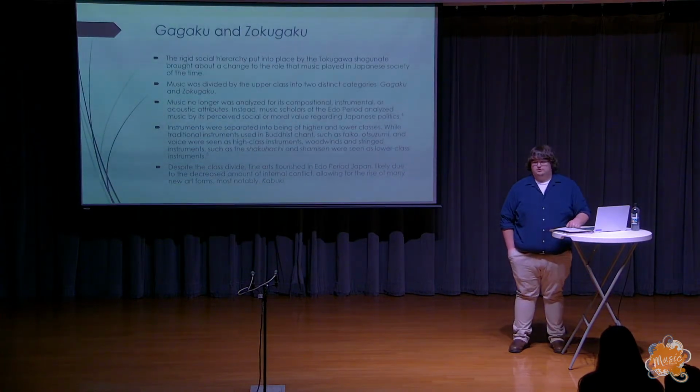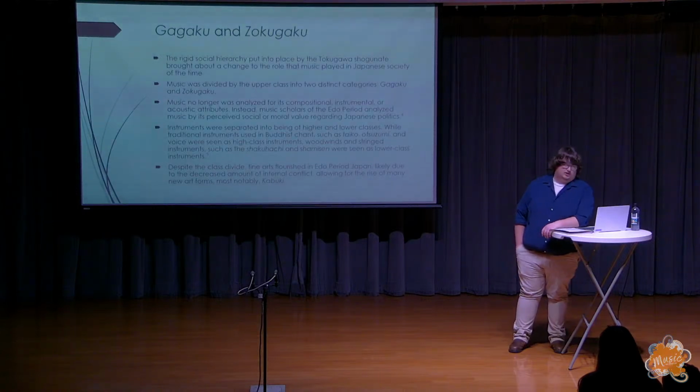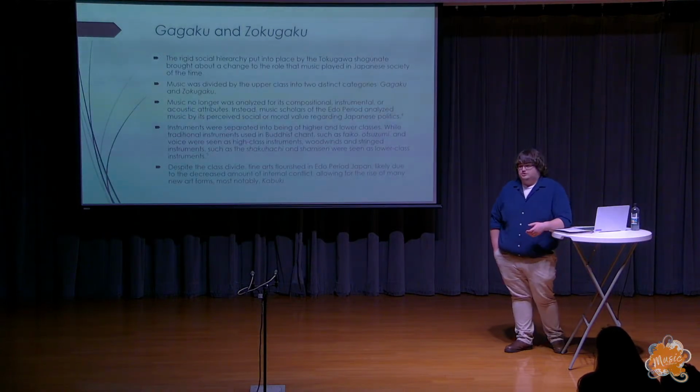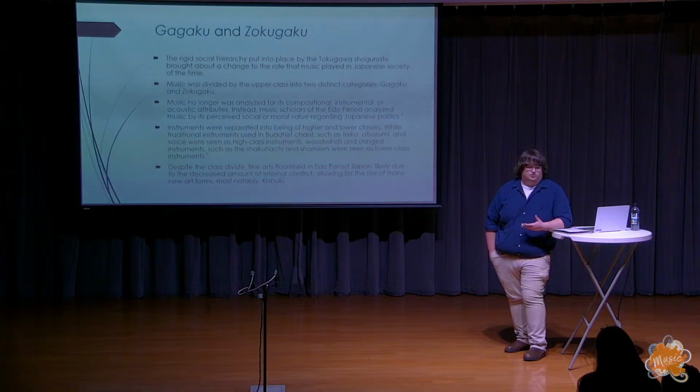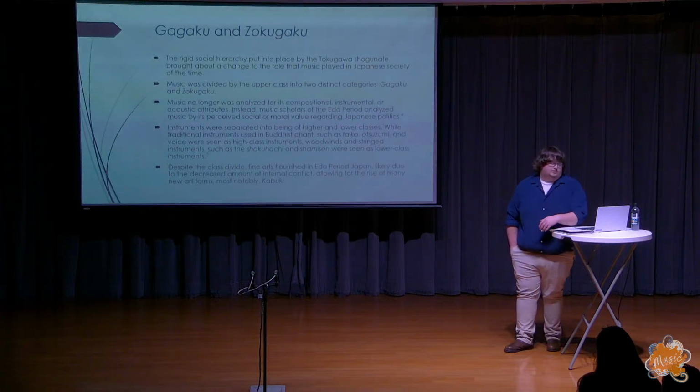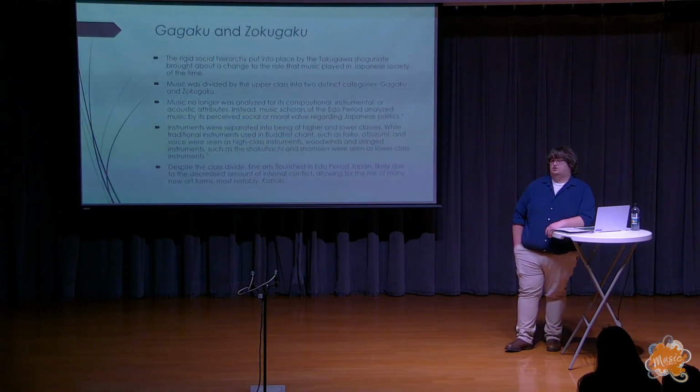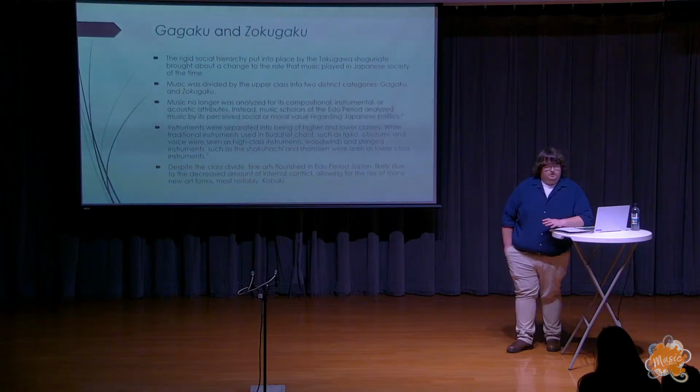Instruments as well, as I mentioned earlier, were separated into being of higher and lower classes. A lot of traditional instruments used in Buddhist chant and gagaku performances, like the taiko and otsuzumi, kotsuzumi, things that we'll talk about a little bit later in a different context, were seen as higher class instruments. Things that could create generally lower pitches were seen as higher class instruments, and quieter pitches some of the time. And then woodwinds and stringed instruments like the shakuhachi flute and the shamisen, like we discussed earlier, were seen as lower class instruments.